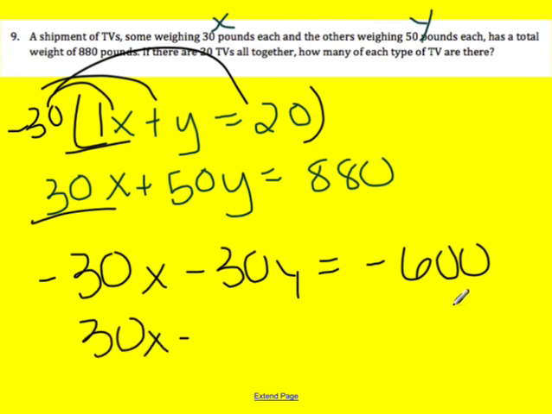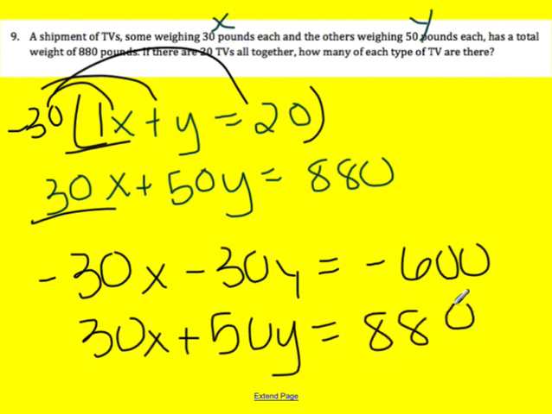So this is all set up for elimination for you. So I want you guys to go ahead and solve this using elimination. Make sure you label X 30-pound TVs and Y 50-pound TVs.